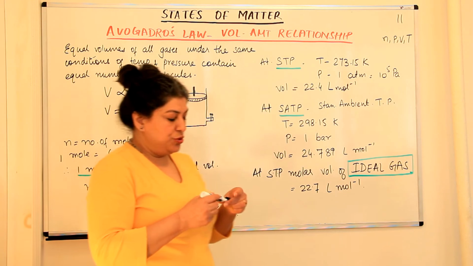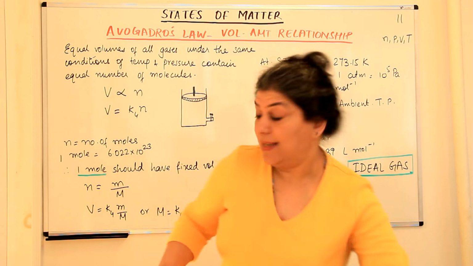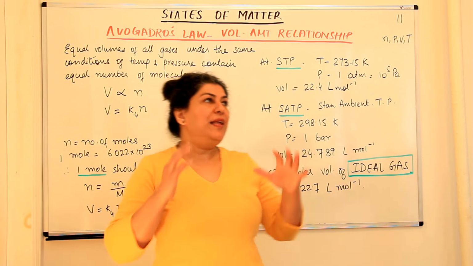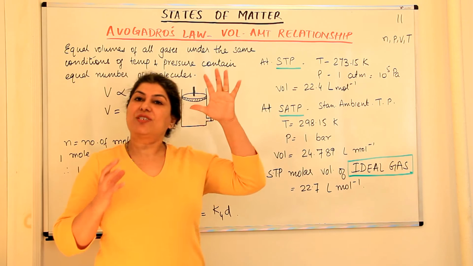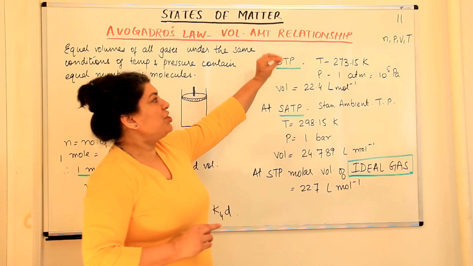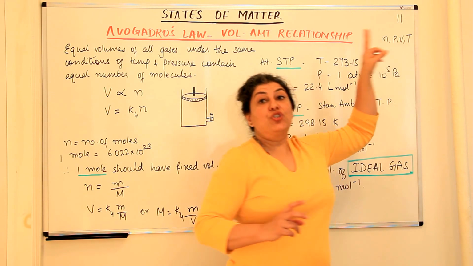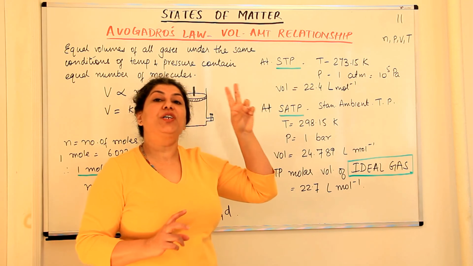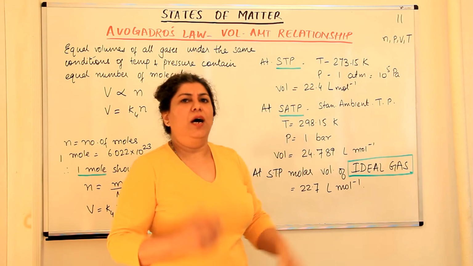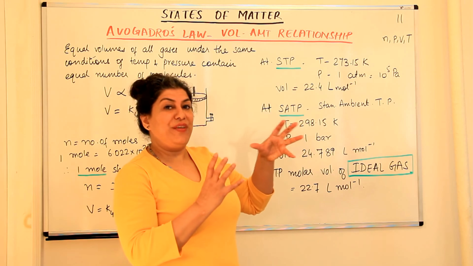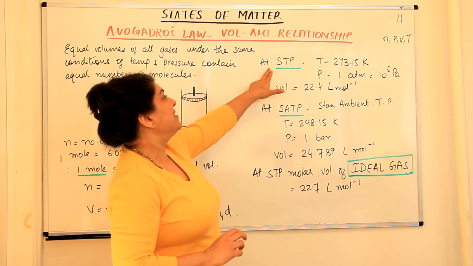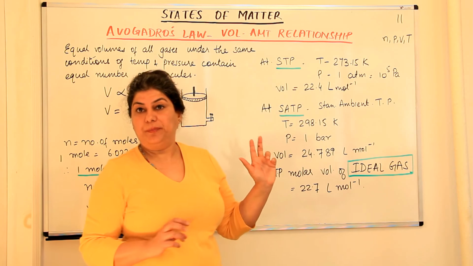Now it is important to remember that when we say 1 mole should have a fixed volume, we would like to know, is there such a standard that we already know of? The temperature and pressure should be constant. These temperature and pressure conditions, which we normally believe are constant for all scientific studies, we fixed at a certain temperature and pressure. That is known as standard temperature and pressure.